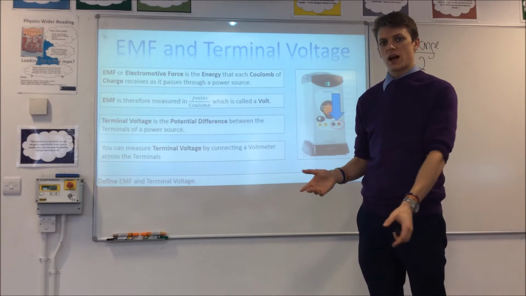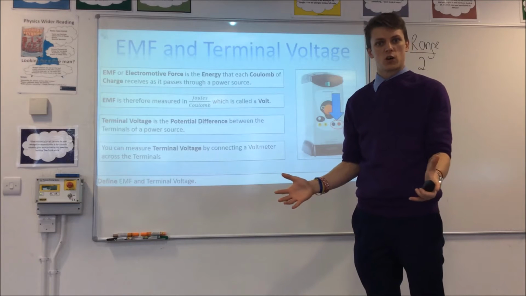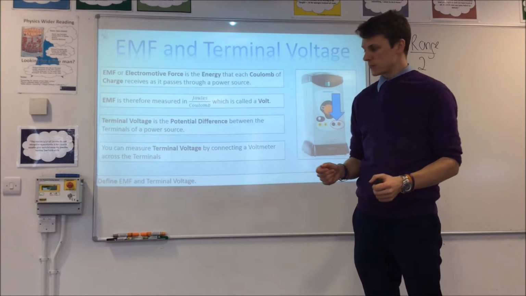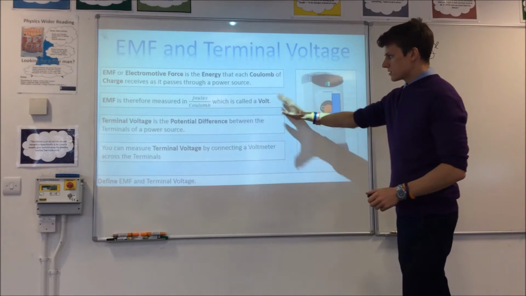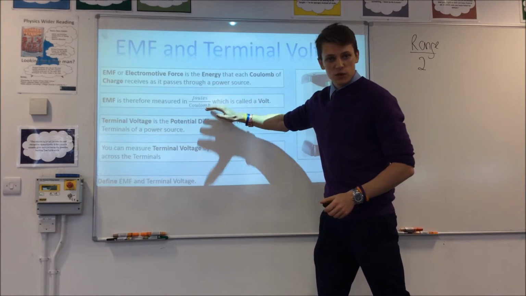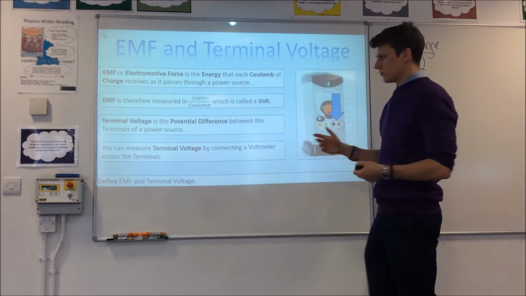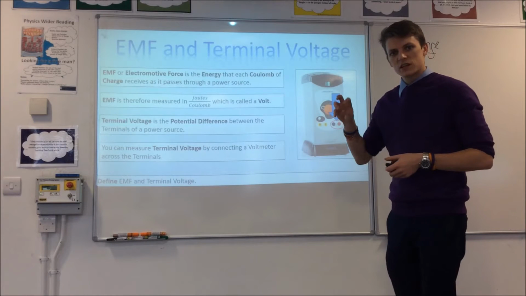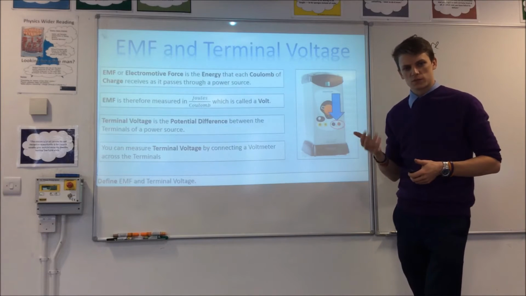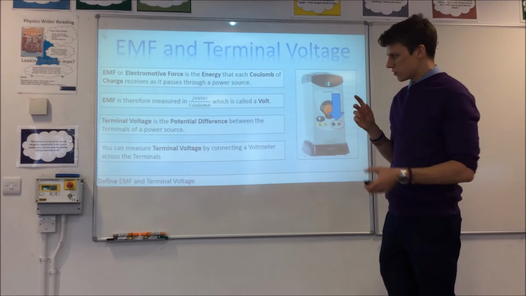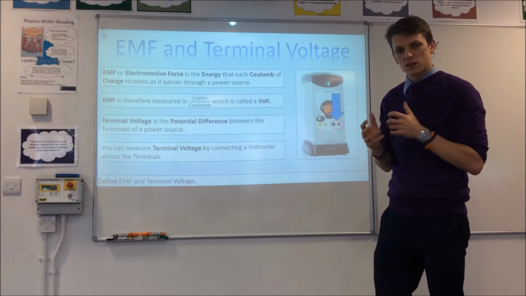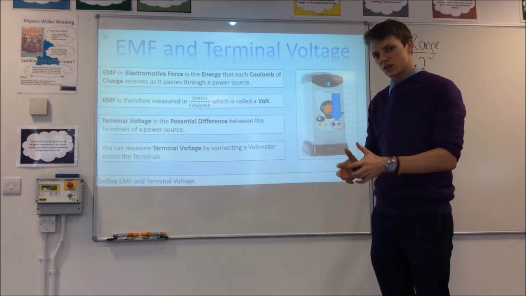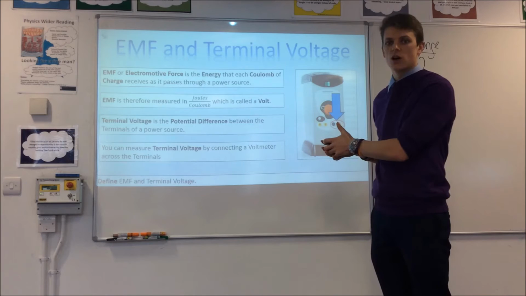So a battery will have an EMF of 6 volts, very commonly you'll see, for instance. Because it's measured in energy per charge, that's where the unit of volt comes from. There's something else that's slightly different called terminal voltage, or sometimes just voltage for short. This is the amount of the energy that the charges have when they actually come out of the battery terminal.